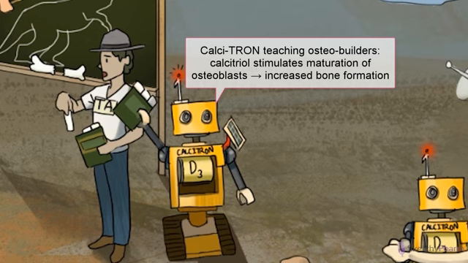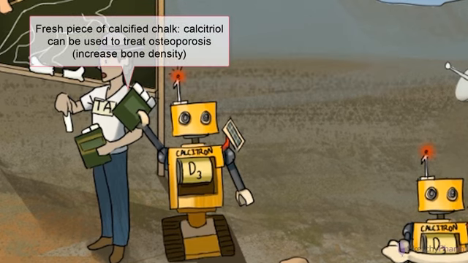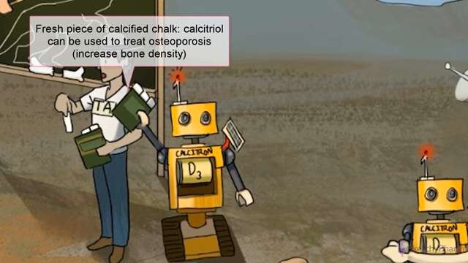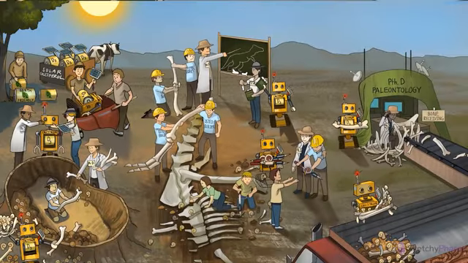This mechanism, along with the increased intestinal absorption of calcium, makes vitamin D supplementation a useful component of osteoporosis treatment. So we've drawn in the calcitron robot aiding the PTHD in teaching those osteobuilder precursors, holding a fresh new piece of calcified chalk. I want to emphasize here that either vitamin D, those ergocalciferol and cholecalciferol batteries, or calcitriol, the calcitron robot, can be administered therapeutically. Vitamin D won't have as much of an effect in the setting of renal disease, however, because it needs to be turned into calcitriol first, which requires a functional kidney.